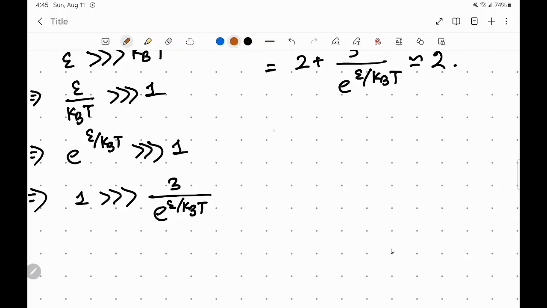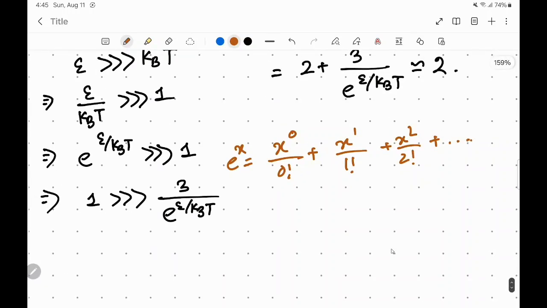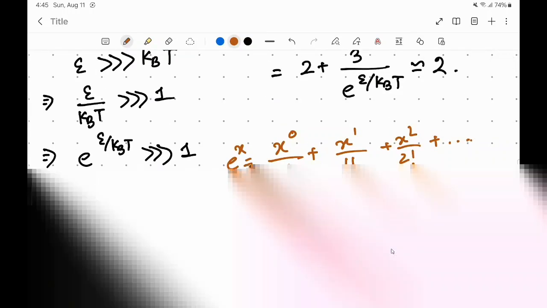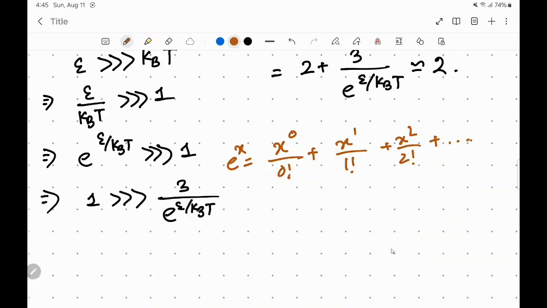x to the power 0 by 0 factorial plus x to the power 1 by 1 factorial plus x square by 2 factorial plus x cube by 3 factorial. This means what? The power series for e to the power x. How do you know? Do you remember, or do you know how to derive it? I forgot how to derive it, but I knew that.